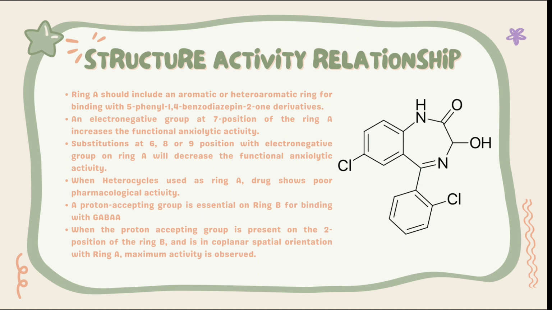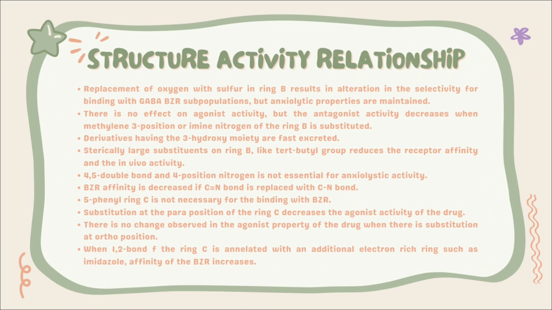A proton accepting group is essential on ring B for binding with GABA type A. When the proton accepting group is present on the 2 position of the ring B and is in coplanar spatial orientation with ring A, maximum activity is observed. Furthermore, replacement of oxygen with sulfur in ring B results in alteration in the selectivity for binding with gamma-aminobutyric acid benzodiazepine receptor subpopulations, but anxiolytic properties are maintained.